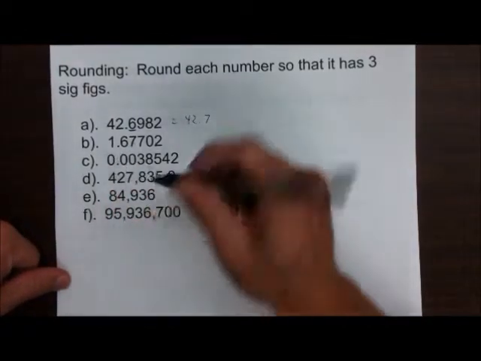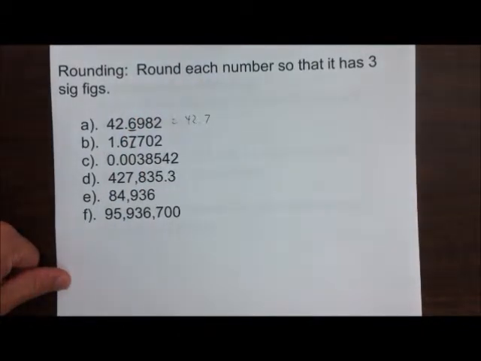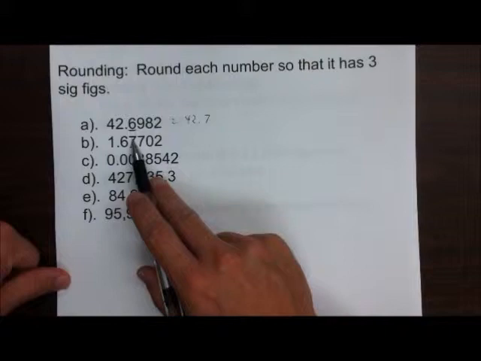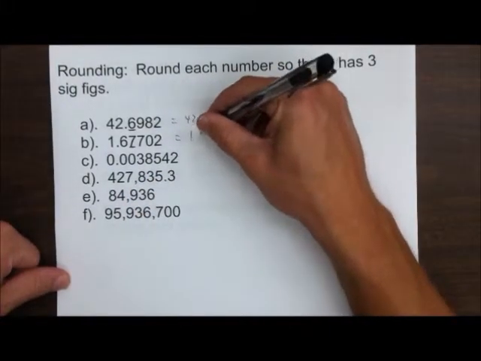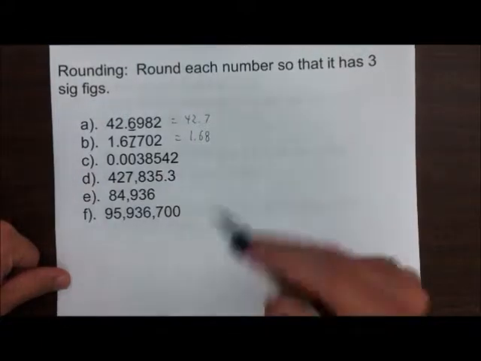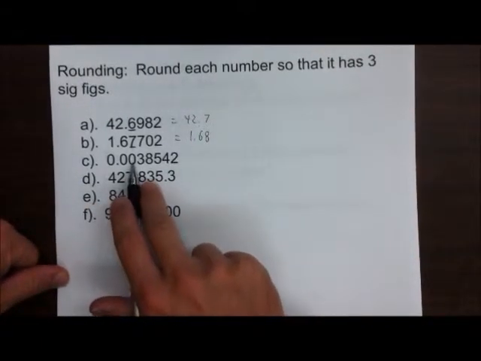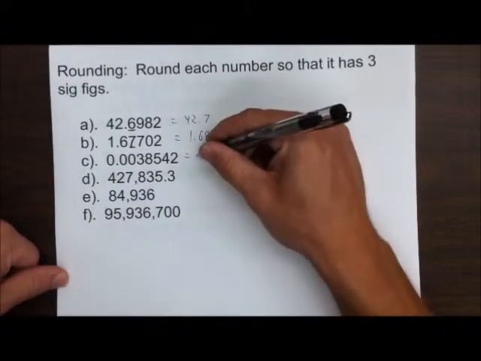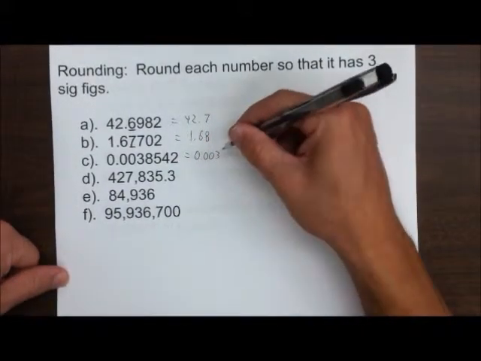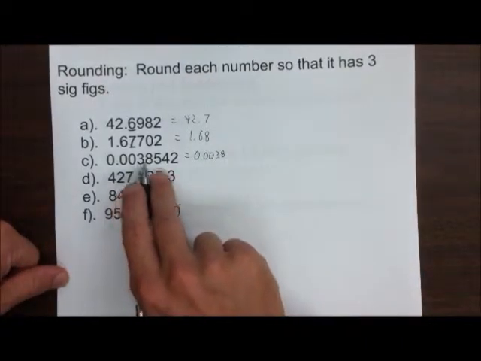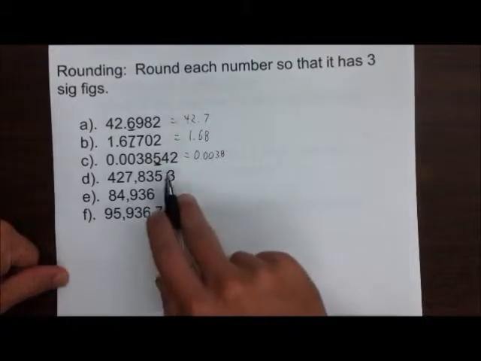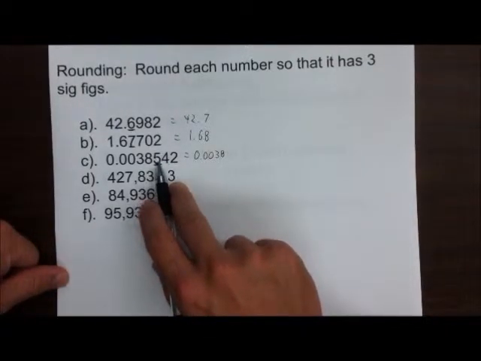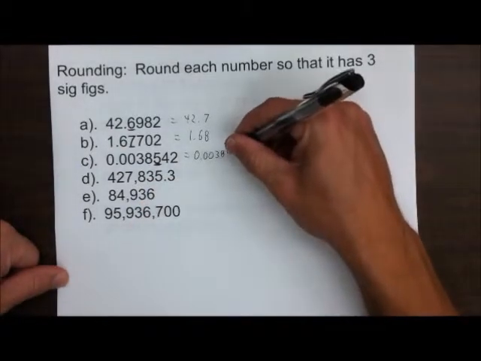Here, 1, 2, 3. We round this digit based on this 7. This one will round up, so this equals 1.68. Here, these zeros are not significant, so we cannot start counting those. You can't start counting sig figs until you get to the first significant one, which would be this 3. All of these are leading, so you ignore them. So for this one, we have 0.0038. Now we're going to round to this spot. Looking at the 4, we're going to round down. So we just leave this as it is, so 0.00385.